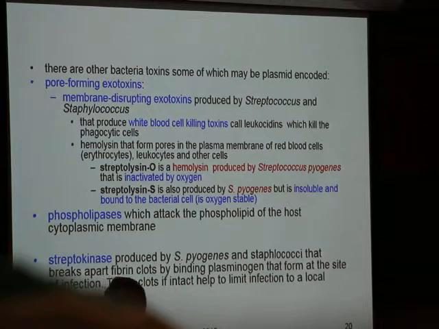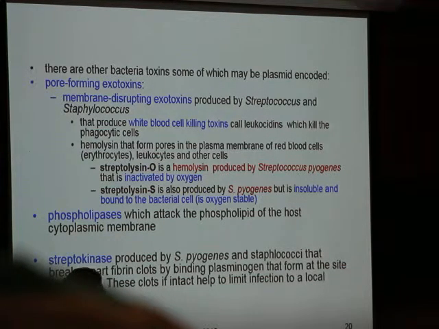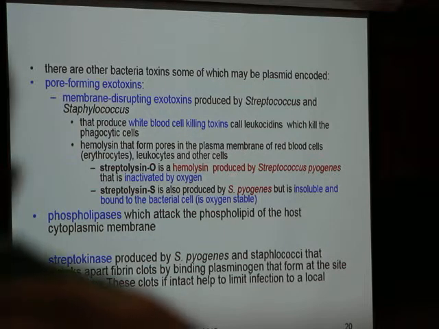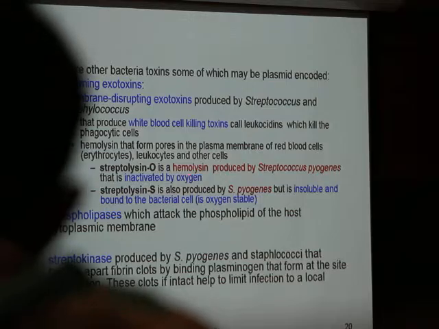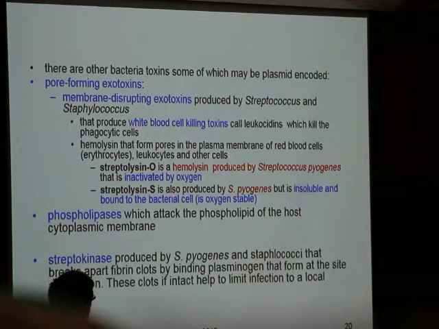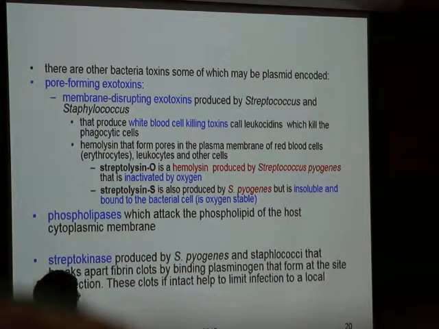Okay. And there's a couple of hemolysins that are produced specifically by Streptococcus pyogenes. One's called streptolysin O, which is actually inactivated by oxygen. Another one that is oxygen stable is called streptolysin S.